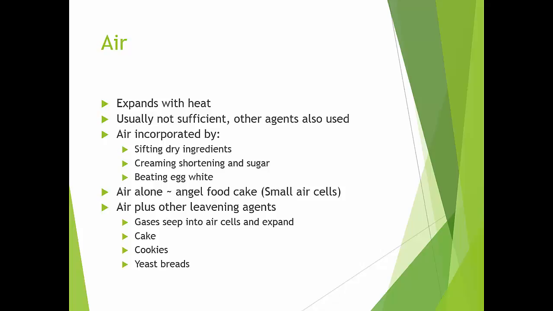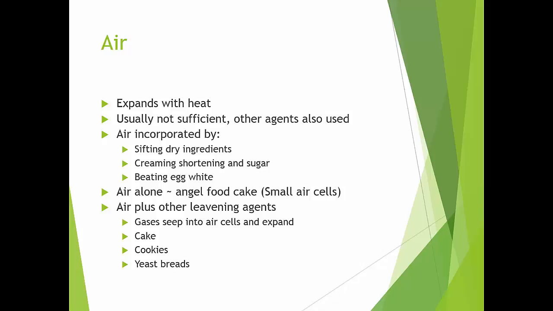The first one would be air. So air expands with heat. It is usually insufficient to completely leaven a baked good, so it's usually used in addition to other agents to leaven a baked good. So air is incorporated in several different ways. One of the ways that we can do it is by sifting the dry ingredients together. As you sift your flour, your baking soda, your baking powder, your salt, and things like that, you actually incorporate a little bit of air each time you do that.